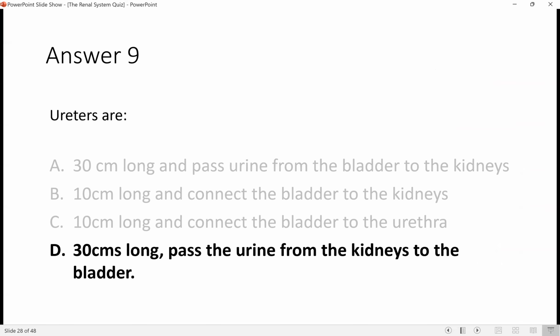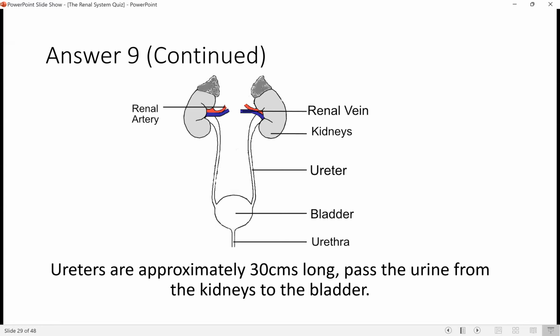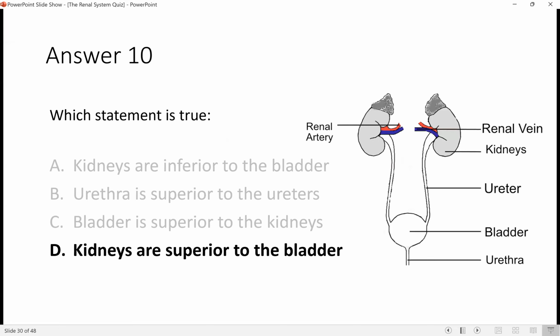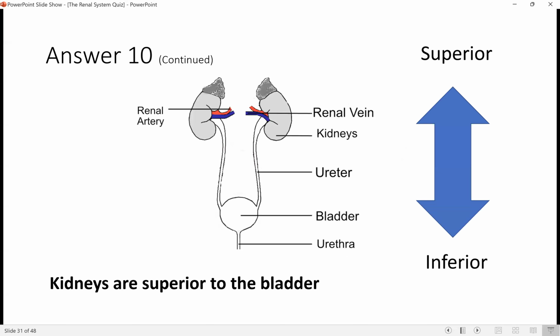Answer 9. Ureters are 30 centimeters long, and pass urine from the kidneys to the bladder. If you think about it, the kidneys are fairly high up in your body, and your bladder is near the base of your torso. And we've got them on the diagram there. Answer 10, the kidneys are superior to the bladder. All that means is the kidneys are above the bladder. So anything above is superior, anything below is inferior.